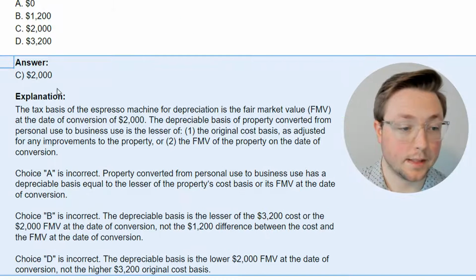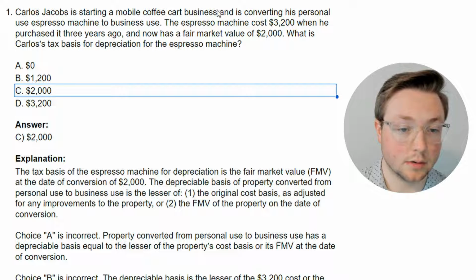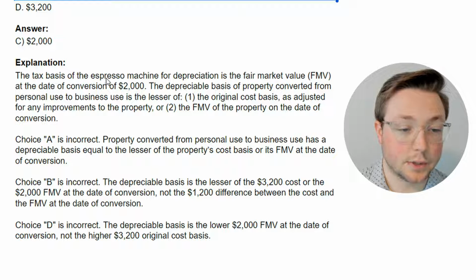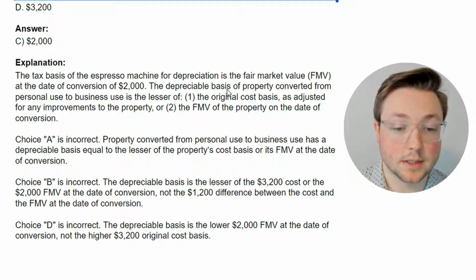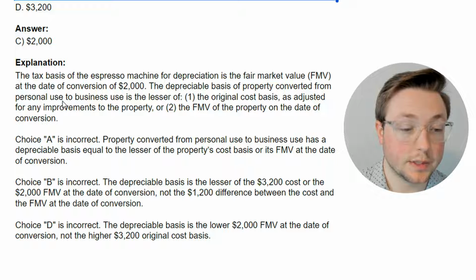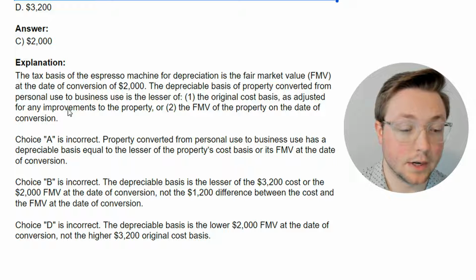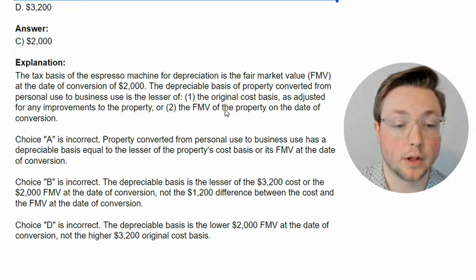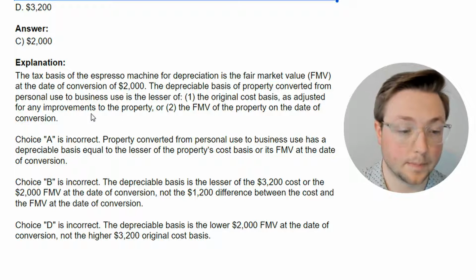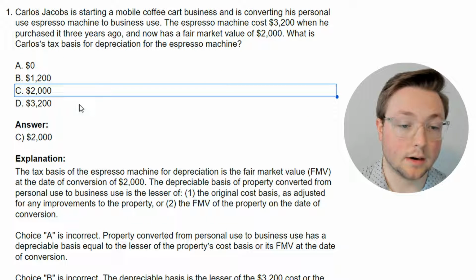All right, so let's look at the answer. The answer is $2,000. The tax basis of the espresso machine for depreciation is the fair market value at the date of conversion of $2,000. So why is it $2,000? The depreciable basis of property converted from personal use to business use is the lesser of either the original cost basis as adjusted for any improvements to the property or the fair market value of the property on the date of the conversion. Just in that one explanation, we understand something really important.